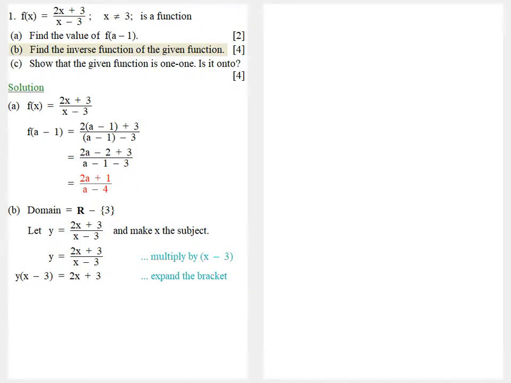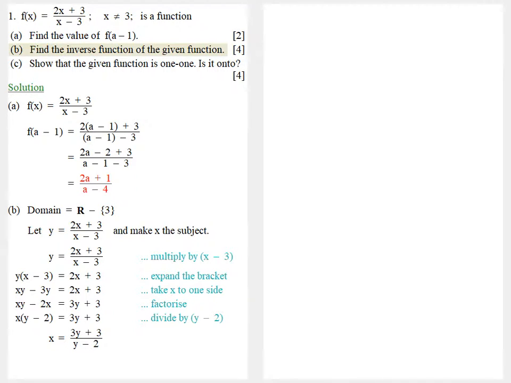If we expand the brackets, that gives us xy minus 3y equals 2x plus 3. Now to get just x terms on one side and the other terms on the other side, we'll need to take away 2x from both sides and add 3y to both sides. So that will give us xy minus 2x equals 3y plus 3. Now we can factorize the left-hand side, and that gives us x into y minus 2 equals 3y plus 3. And then we can divide by the bracket y minus 2, and that gives us x equals 3y plus 3 over y minus 2.